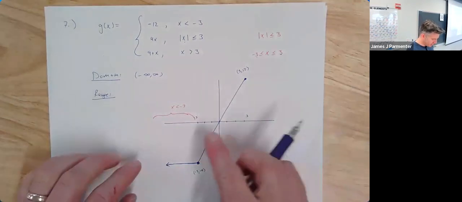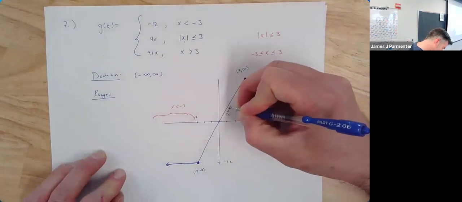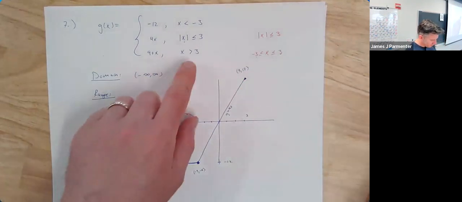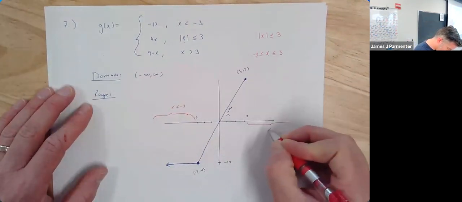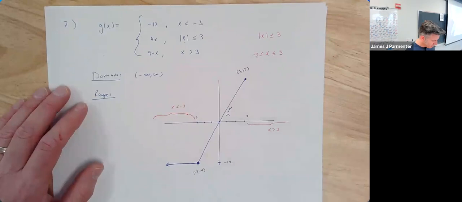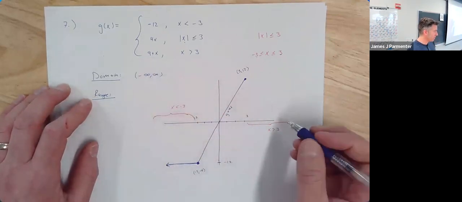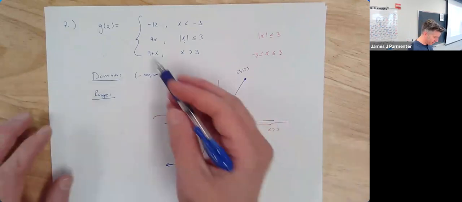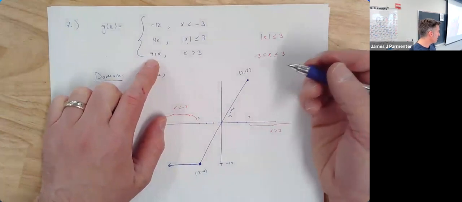So here's the portion between -3 and 3, and it's y equals 4x. And then finally, from the right of 3, where x is greater than 3, it's going to be the line y equals 9 plus x, which looks like a straight line, but not quite as steep as 4x. If I plug in 3, I get 3 plus 9, which is 12.